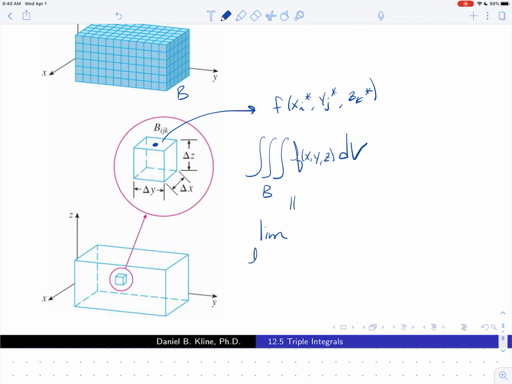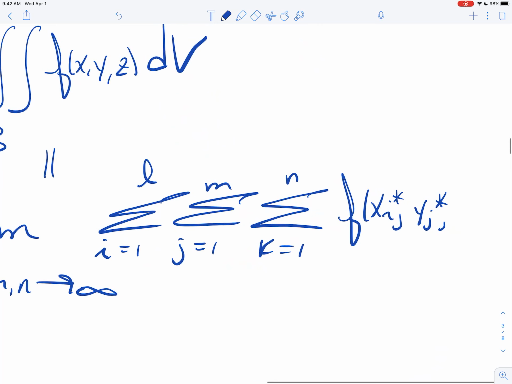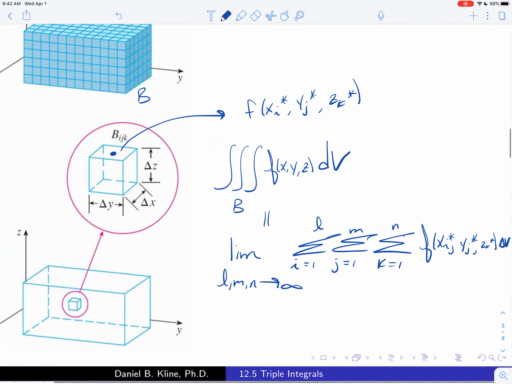This is the limit as L, M, and N all shoot off to infinity of a triple sum. Oh, yes, so much fun. K equals 1 to N, J equals 1 to M, I equals 1 to L, pardon me. I got so carried away that I mixed up my letters there. And then you're multiplying for each one of these boxes, you're plugging in a test point. I'm going to hardly have enough room here. Let's zoom in, and hopefully I can squeeze it. f of xi star, yj star, zk star, and then we want to multiply by a little piece of volume, dV. So I squeeze it in there.